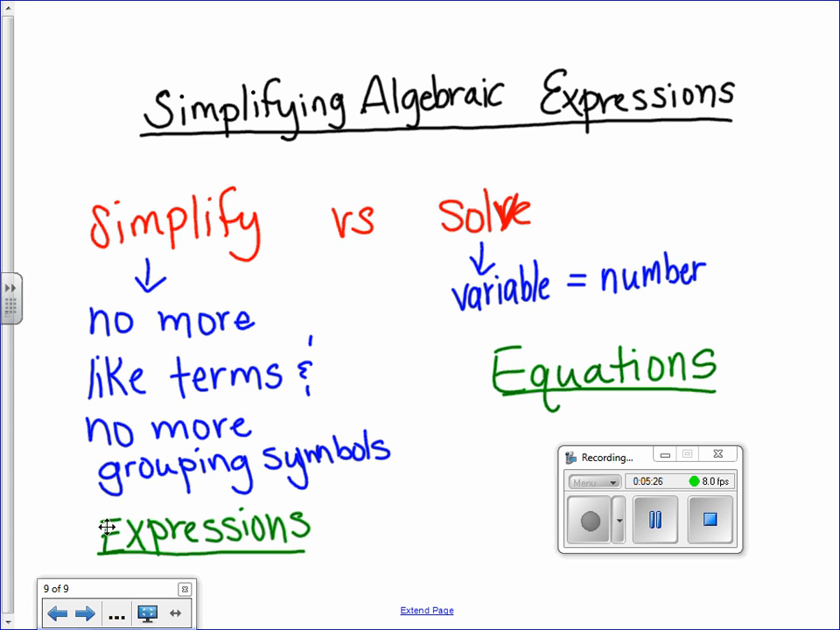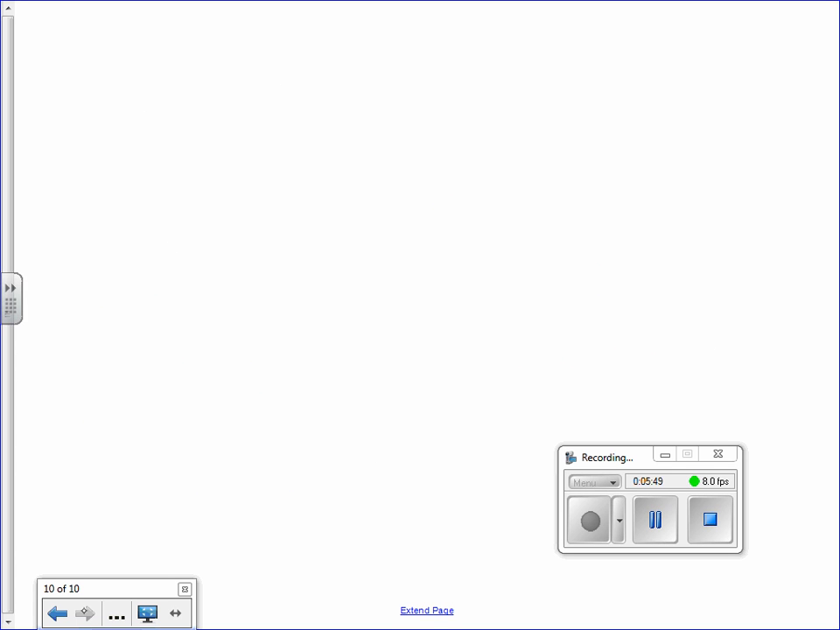Okay. Any questions about these right here? I'm fixing to move it. Does everybody have it written down? Yes? Okay. So, simplify, no more like terms, no more grouping symbols, expressions are simplified, solving, variable equals a number, and those are reserved for equations. We're going to just look at simplifying today. That's all we're going to do is simplify. It's going to be super easy. Super easy. All right.